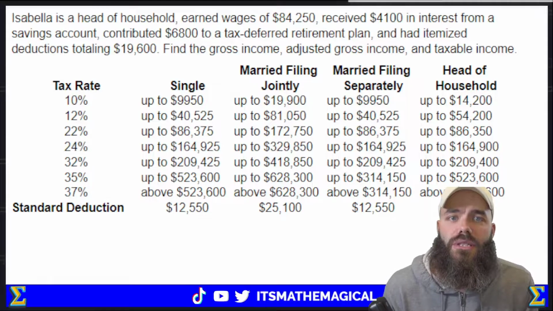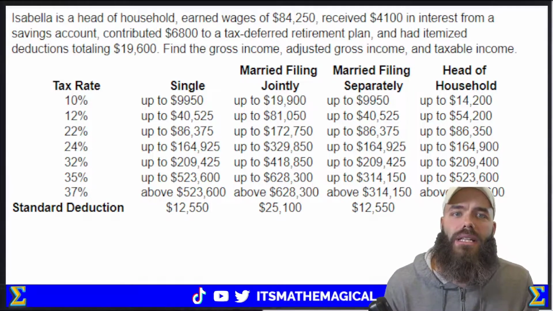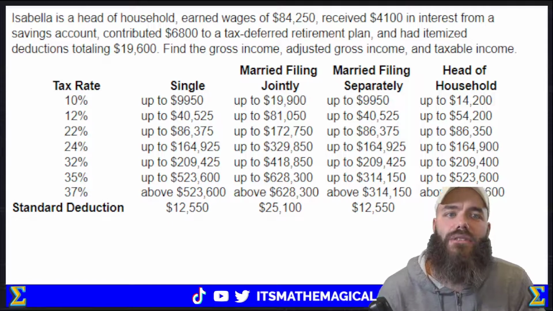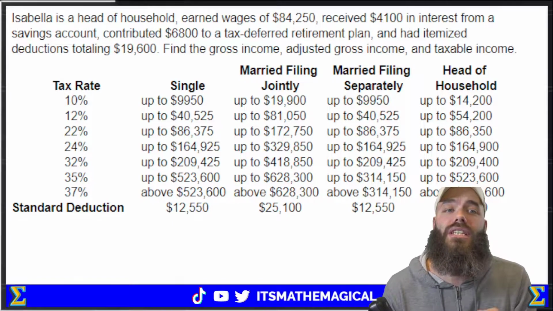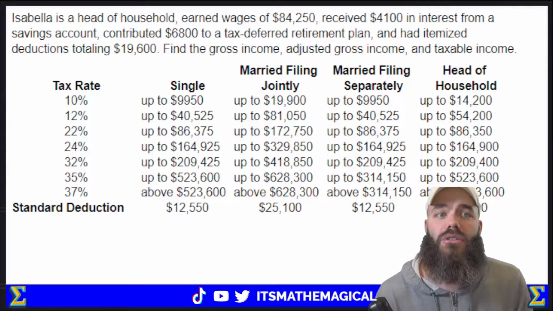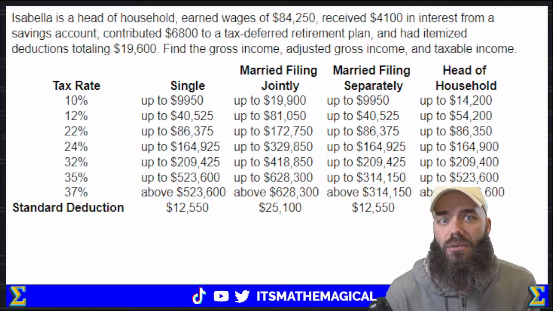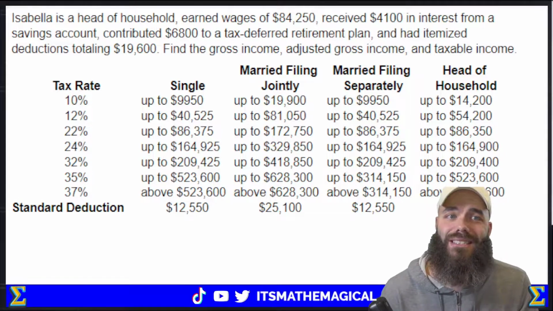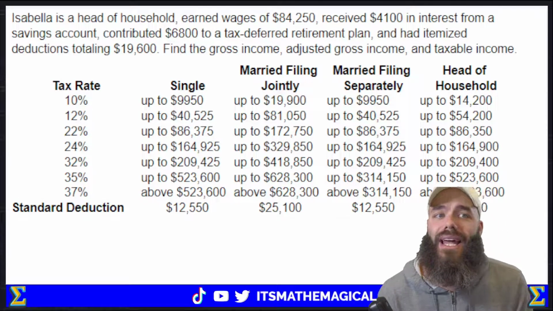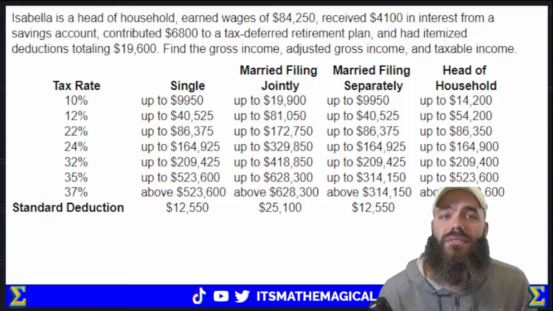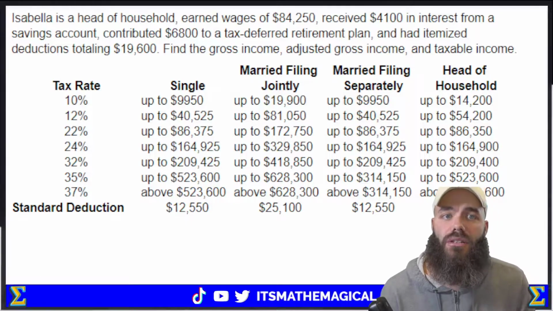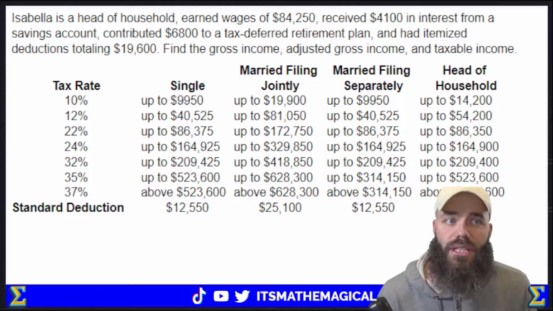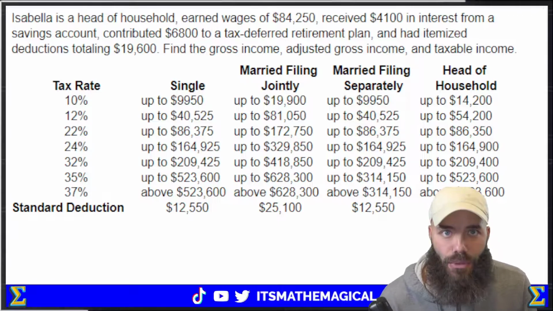So the situation we're presented with is Isabella is a head of household. She has earned wages of $84,250. She also received $4,100 in interest from a savings account. She's contributed $6,800 to a tax-deferred retirement plan and has itemized deductions of $19,600. Find the gross income, the adjusted gross income, and taxable income.